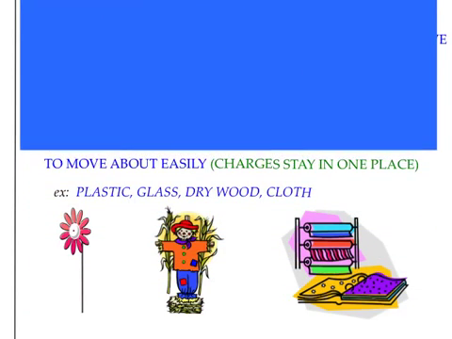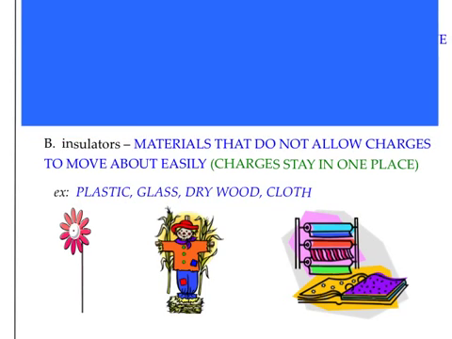Insulators, on the other hand, are materials that do not allow the charges to move easily. So those charges are going to stay in one place, and you'll see from our electricity kits that we need a flow of charges in order to have a continuous circuit and make our light bulbs light up. So if we put something like a piece of plastic or some glass or a cloth, something like that, in our circuit, then that's going to stop that flow of charges and our light bulbs will no longer light.